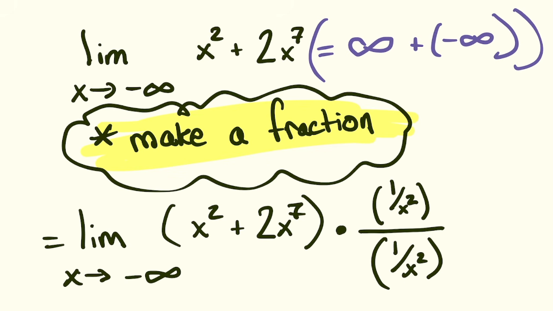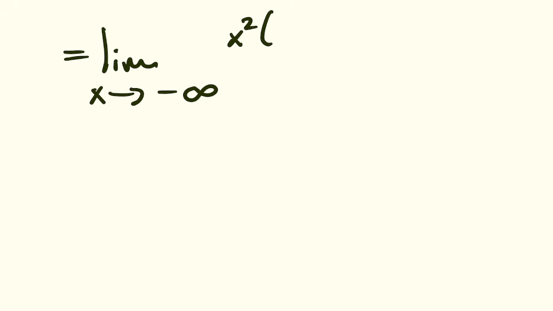It's got to stay the same exact thing. And we are going to distribute that 1 over x squared on the top and leave the 1 over x squared on the bottom alone. Okay, once we do that, and this is not something that is obvious to everybody.